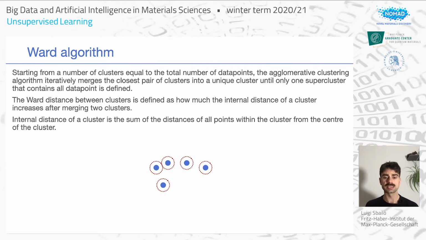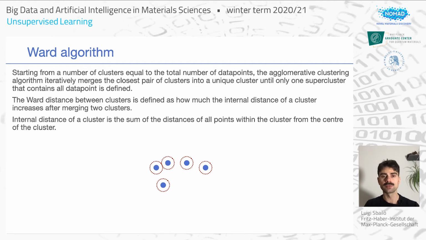When you have this internal distance and then you merge two clusters into a unique cluster, from two centers you pass to only one center. This means that necessarily the internal distance has to increase. So when we merge two clusters into a unique cluster, the internal distance increases. And the difference, how much it increases from the two into a unique one, is the Ward distance. So we see that the Ward algorithm is trying to make clusters compact. It's trying to minimize the internal distance of clusters.